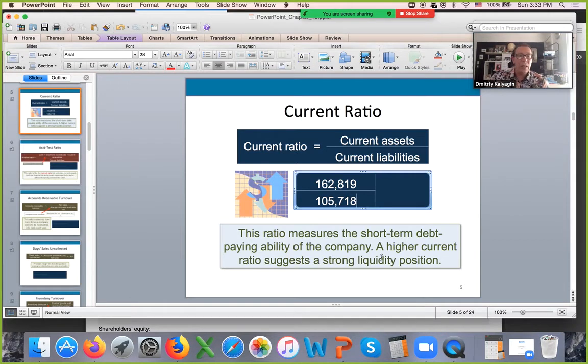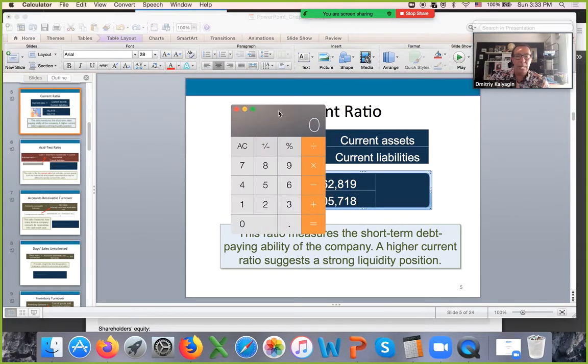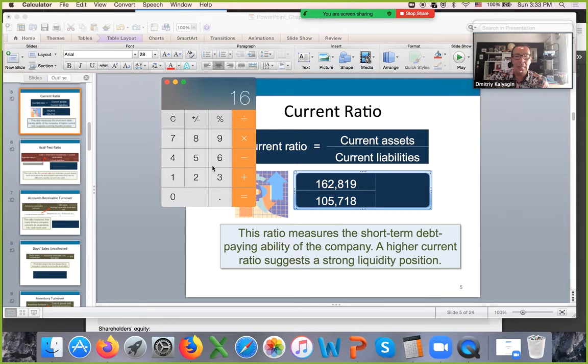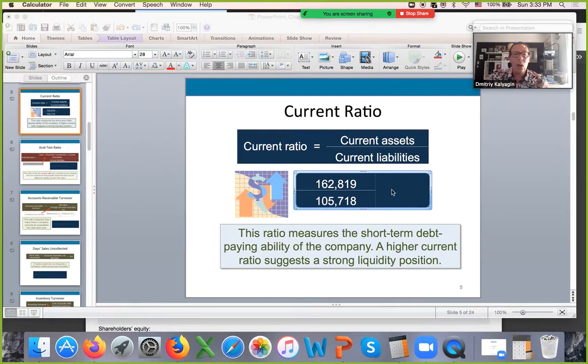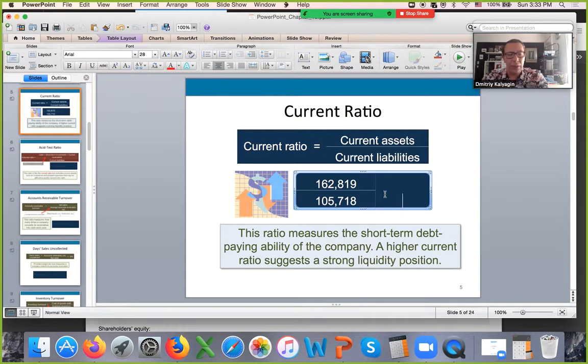And when we divide them, let me use a calculator. So here you go, 162,819 divided by 105,718. It's supposed to give me 1.54. So 1.54, let me just enter it right here.